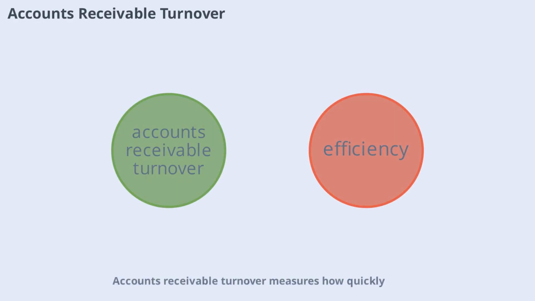Accounts receivable turnover measures how quickly a company collects payments from customers. It's calculated by dividing net credit sales by average accounts receivable. A higher ratio means the company collects cash faster, which is good for cash flow. However, if the ratio is too high, it could mean the company has strict credit policies that might hurt sales.